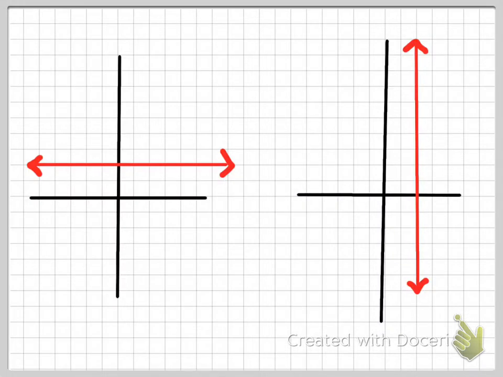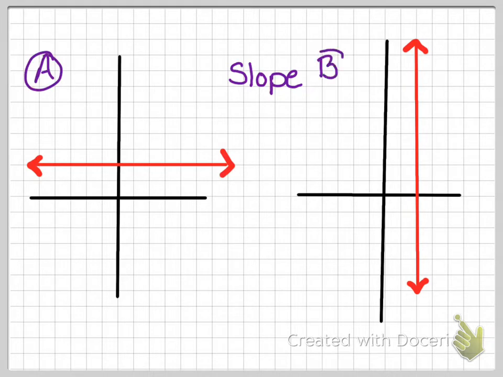Okay, so here are two special cases. I want to know what the slope is of each of the lines. So I'm going to call this one A, and I'm going to call this one B. On your boards, put A and B, and tell me the slope of each of those. I'm going to give you a second to think about it. Hold up your board when you get it.